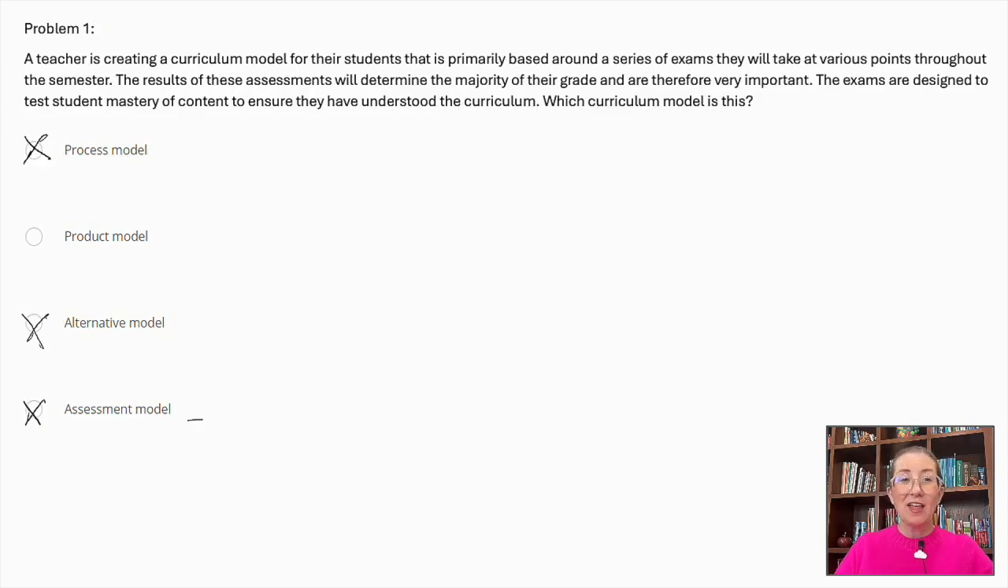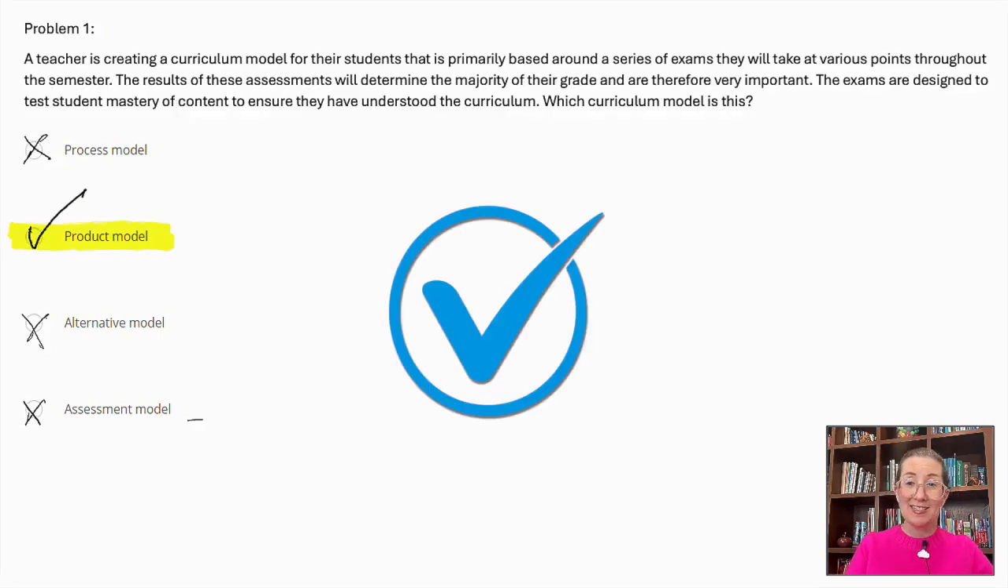Product model. This model focuses on the outcomes or end results of the educational process. The emphasis is on what students have learned and mastered as demonstrated through assessments and exams. The primary goal is to measure student achievement and understanding of the curriculum content, and therefore product model is the correct answer.